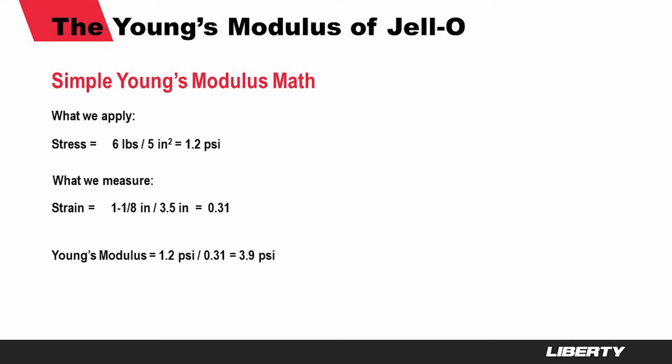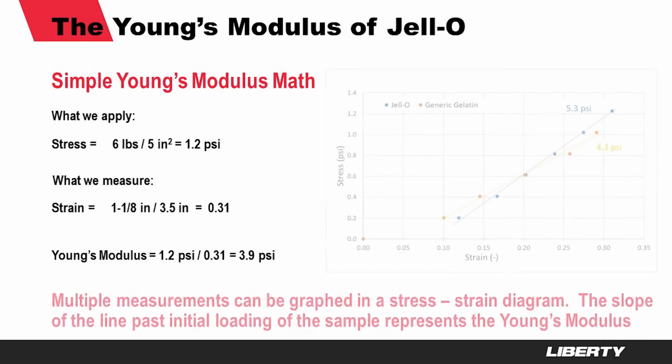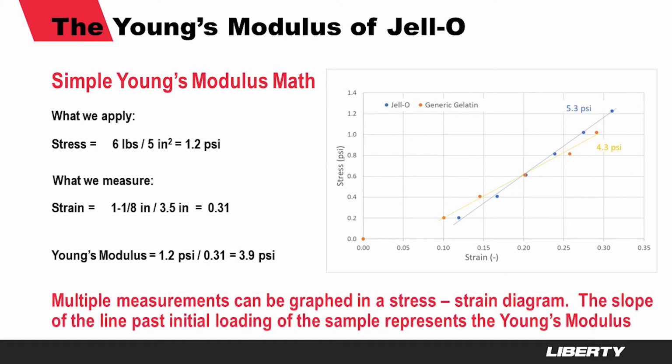The equations on the left represent a simple calculation of the modulus for Jello based on the beginning and ending measurements. We can also create a stress-strain diagram on the right with all measurements and draw in a best fit line through the data beyond the initial loading of the sample. The slope of the line through the data represents the Young's modulus. The modulus of double-strength Jello is about 5.3 psi and 4.3 psi for the double-strength generic gelatin.